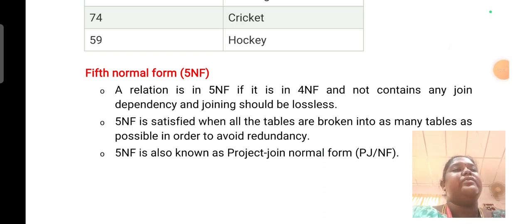A relation is in 5NF if it is in 4NF and does not contain any join dependency, and joining should be lossless. 5NF is satisfied when all tables are broken into as many tables as possible in order to avoid redundancy. 5NF is also known as PJNF, Project Join Normal Form.